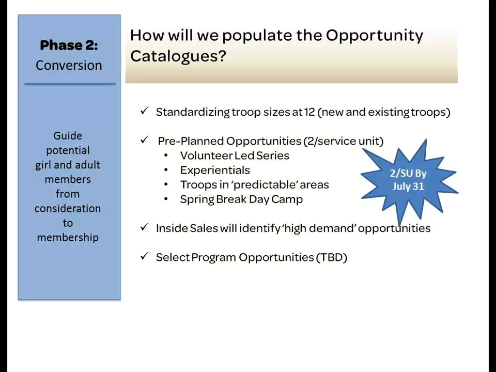Finally, we'd also like to enter some designated program opportunities into the catalog, things like CSA conference or camp. But we have to do a little bit more work with GSUSA to make sure we understand the workflow in terms of how these will happen and how the program information will flow back and forth. And so I put that as TBD. That's definitely a desire, and I think we'll be able to find a workaround to get some program opportunities into the catalog as well. So this is how we plan to populate the opportunity catalog.